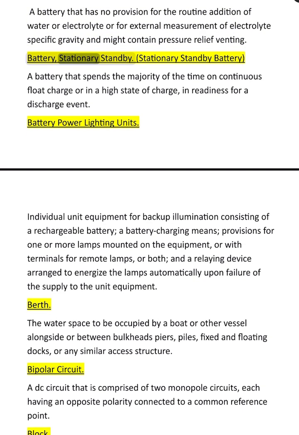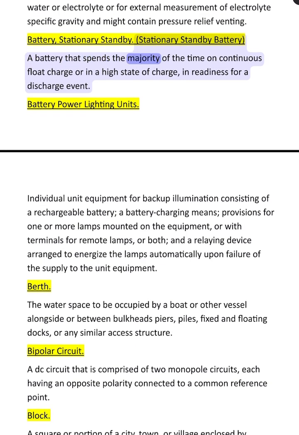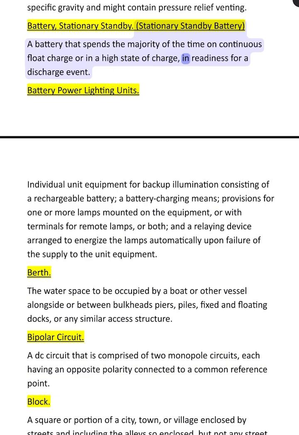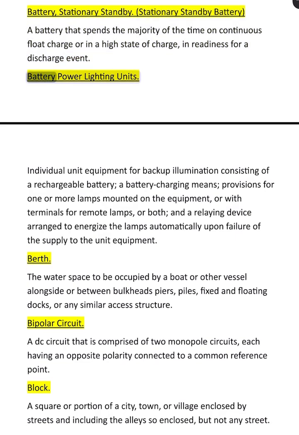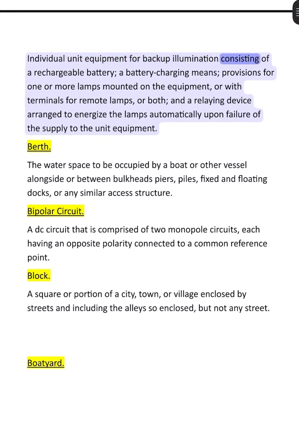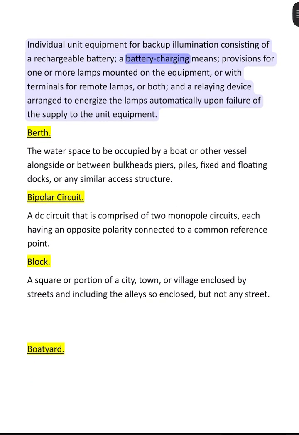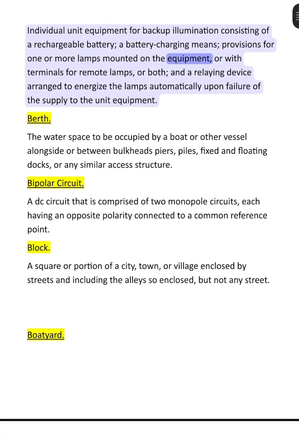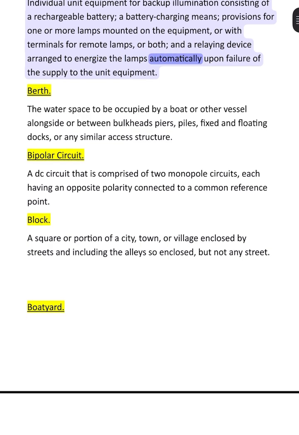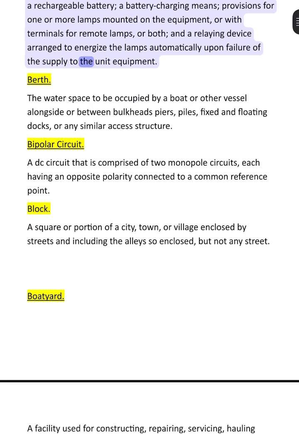Battery, Stationary standby. Stationary standby battery. A battery that spends the majority of the time on continuous float charge or in a high state of charge, in readiness for a discharge event. Battery power lighting units. Individual unit equipment for backup illumination consisting of a rechargeable battery, a battery charging means, provisions for one or more lamps mounted on the equipment, or with terminals for remote lamps, or both, and a relaying device arranged to energize the lamps automatically upon failure of the supply to the unit equipment.